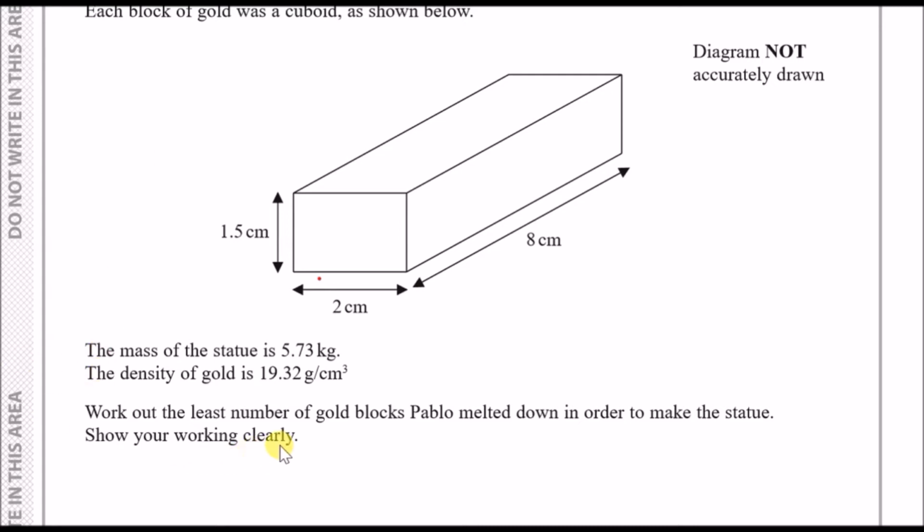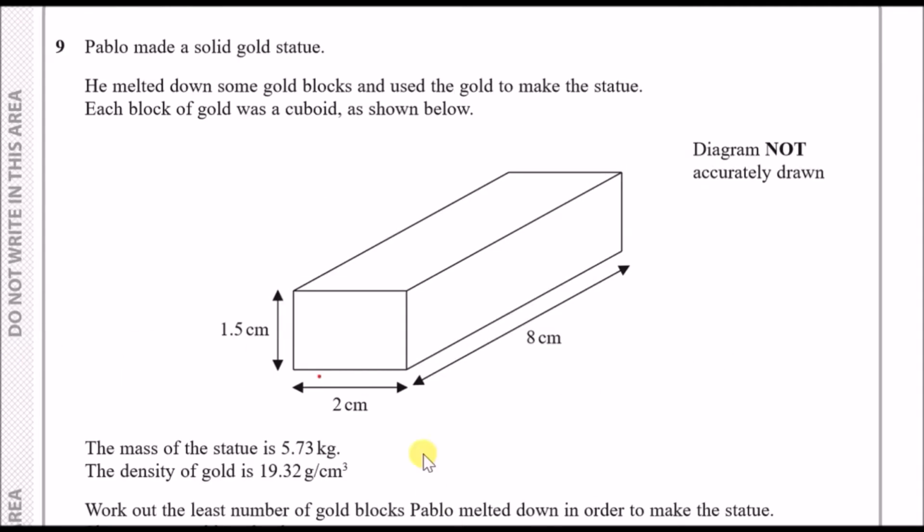Now they want us to work out the least number of gold blocks Pablo melted down in order to make the statue. So for this kind of question, we need to firstly calculate the volume of this gold block. So then that's something we can start with. So we can say that the volume of this gold block is just essentially all these 3 values multiplied. So 1.5 times 2 times 8, and that should give us 24 centimeters cubed.